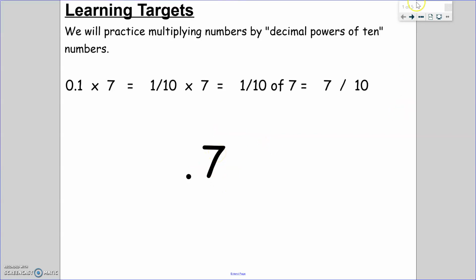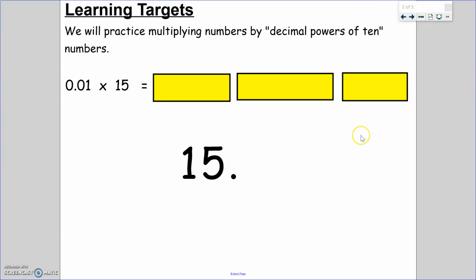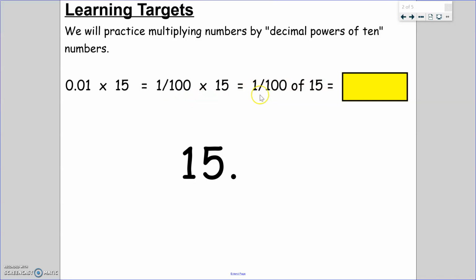Let's go ahead and take a look at another example here. We're going to go through kind of the same steps. In this situation, guys, we're multiplying 0 and 1/100th times 15. What I'm going to do first is rewrite that as a fraction. So that really is the same thing as saying 1/100th times 15. And then here's the key part again. 1/100th times 15 is the same thing as finding out what is 1/100th of 15. We've trained ourselves to hear that this year.